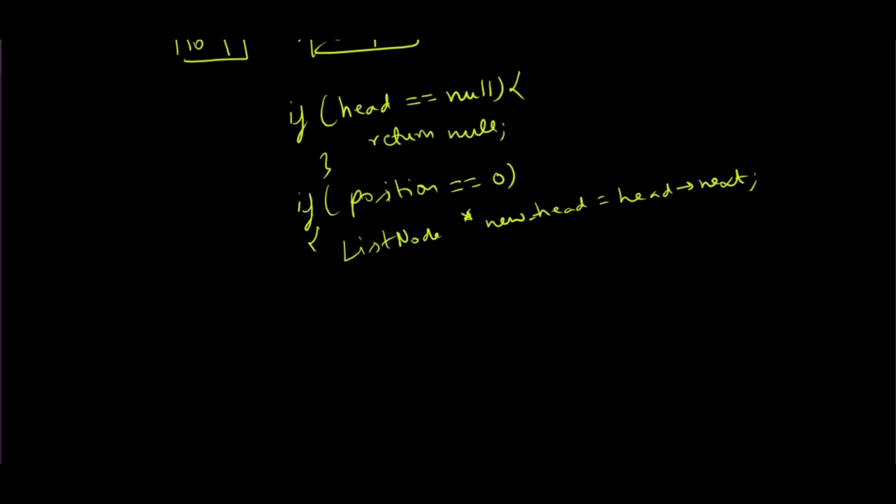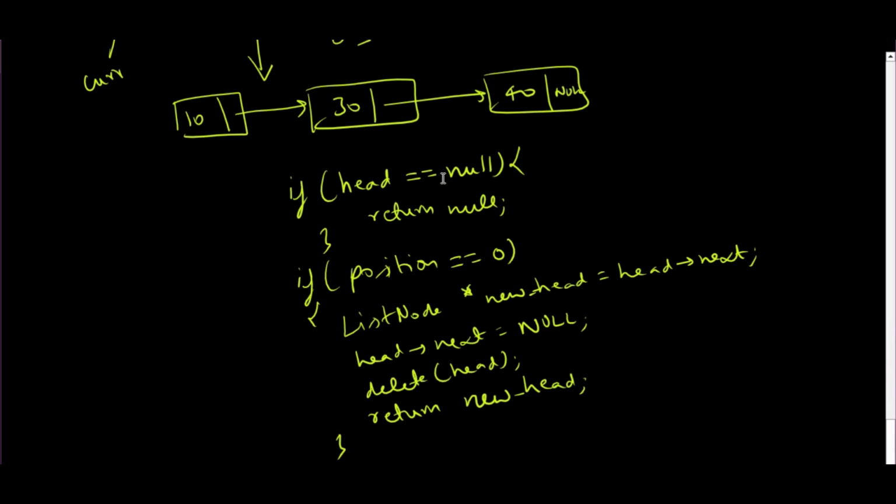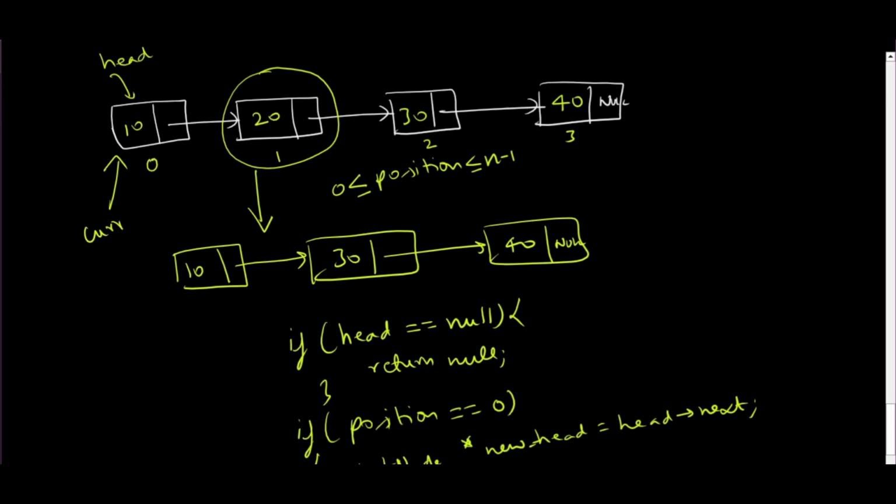So we will save this, then we will do head arrow next equals null. Then we will delete this head. In C++ and in Java you don't need to delete this, and then we will simply return our new head. Okay, so we have handled the cases for no elements and the position 0, and for the rest of the cases we will write a program.